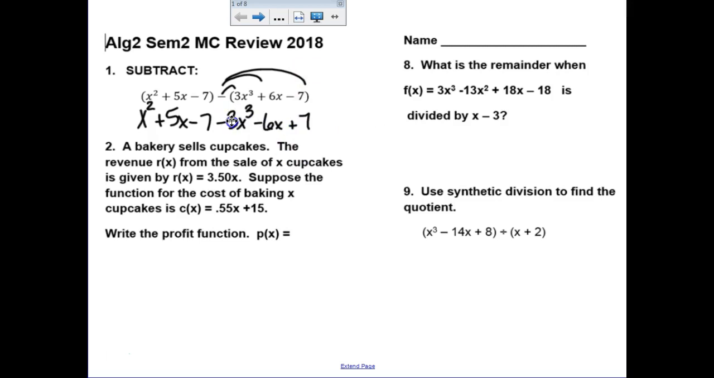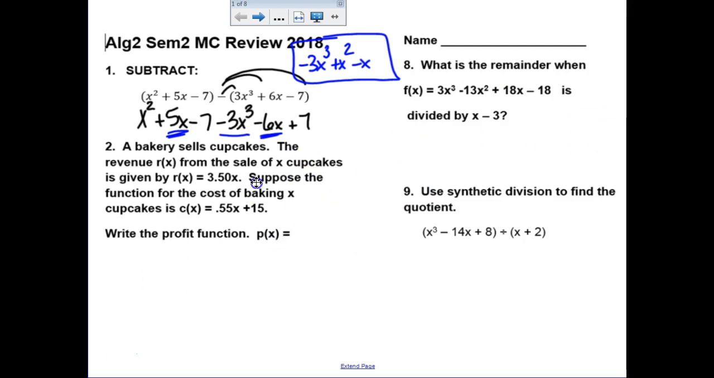The answers in multiple choice will always be in standard form order. So negative 3x to the third will come first, and then there's plus x squared. You're going to need to combine 5x and negative 6x, so that's minus 1x, and then plus 7 minus 7 will cancel. So there's our answer there, and please do be careful on multiple choice questions like that. Very easy to mess up, and all the answers are designed to trick you, basically.